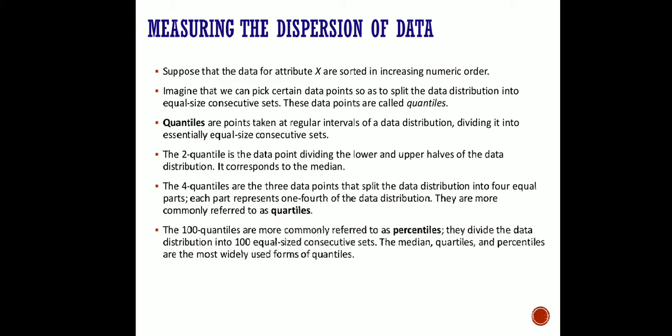If it is 4-quantiles, then the total data, whatever the data points are present, will be divided into 4 equal distributions. If we divide it into 4 equal distributions, we will find 3 midpoints. And these 4-quantiles are commonly termed as quartiles. We will use this quartiles portion in our next slide.